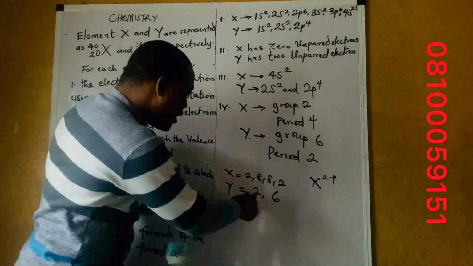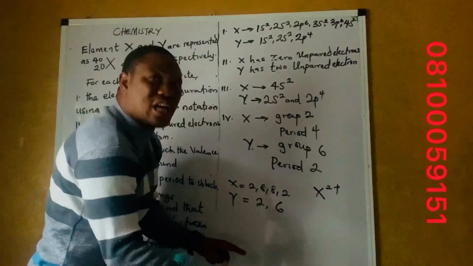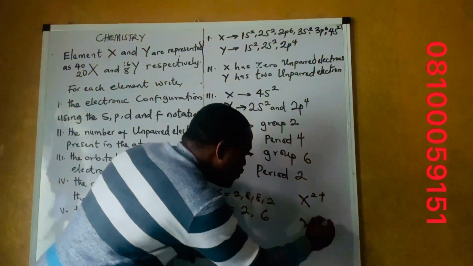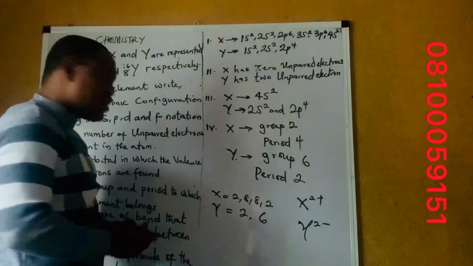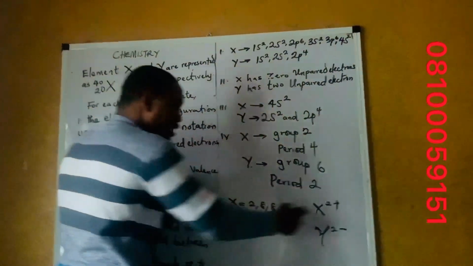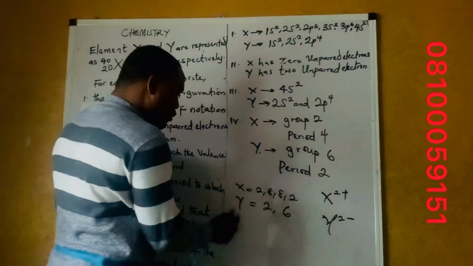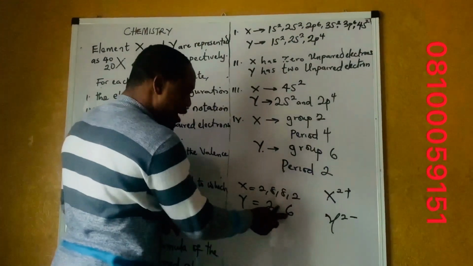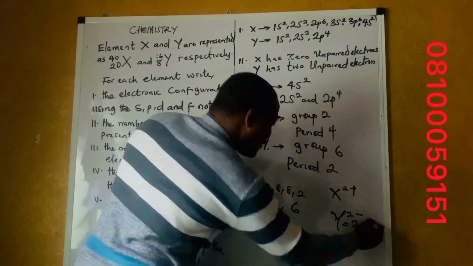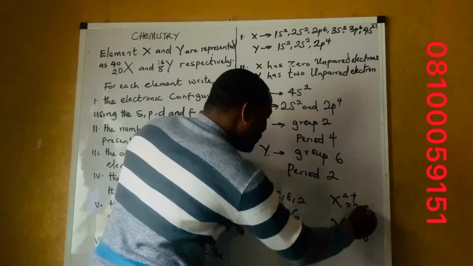Look at Y. Y wants to attain the octet structure. So what happens? Y will collect the 2. When Y collects the 2, Y becomes Y2-. Can you see that? So there is a difference: this is an anion now, this is a neutral atom, meaning this has given 2, that's the meaning. So when this gives this 2, it becomes stable. When Y collects the 2, Y becomes 8. So this one now becomes 2, 8, because it has collected 2, while this one will become 2, 8, 8.